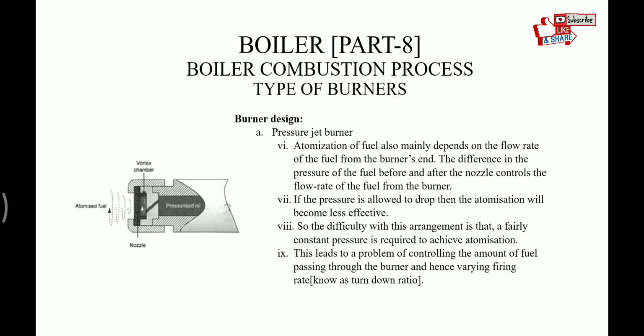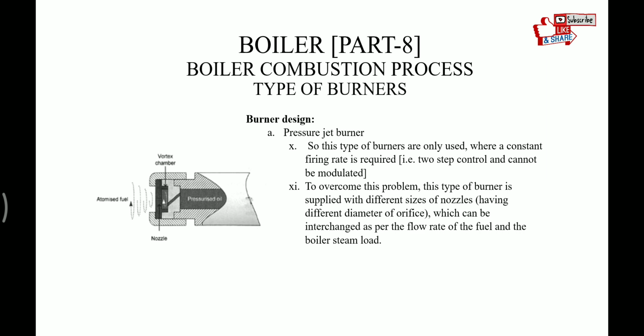This leads to a problem of controlling the amount of fuel passing through the burner and hence varying firing rate, that is turn down ratio. So in this burner it is very difficult to control the firing rate, that is, variable loads on this type of burners is not possible. So this type of burners are used where a constant firing rate is required. They are mostly two-step control and cannot be modulated, but some modifications can be done.